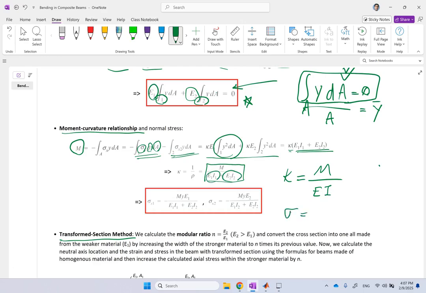Similarly, sigma, that was negative M y over I, this one. Now, if you look at it, there are two sigmas. In each section, there is a different sigma. First of all, you can write it like this: negative M y E over I E, correct? Now, instead of this EI, this bending stiffness or rigidity, you have to replace it by E1 I1 plus E2 I2 for both of them. y is still y, M is the same M, but E for section 1 is E1, for section 2 it's E2.